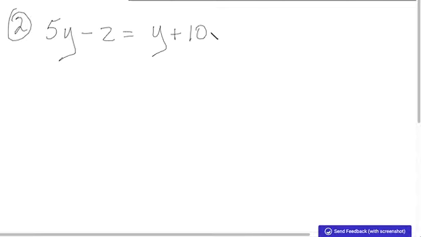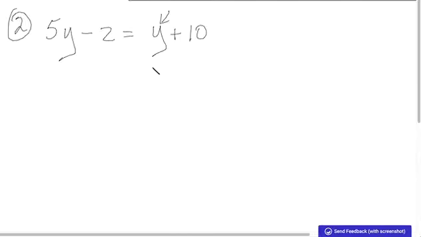Number 2 is 5y minus 2 equals y plus 10. All right, so now we're going to pick on the little guy. So I've got 5y here. This has got a little invisible 1 in front of it, and we just don't see it. It's a 1y. And so which one is the little guy in this case? Well, it is y, of course. So we're going to pick on that first.